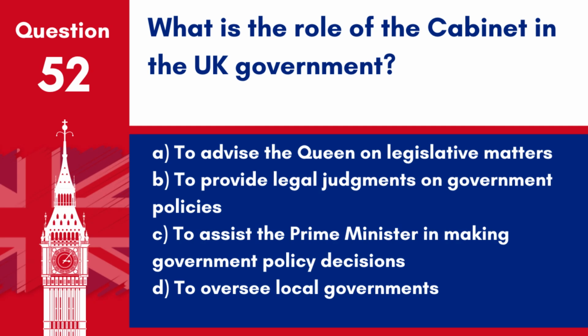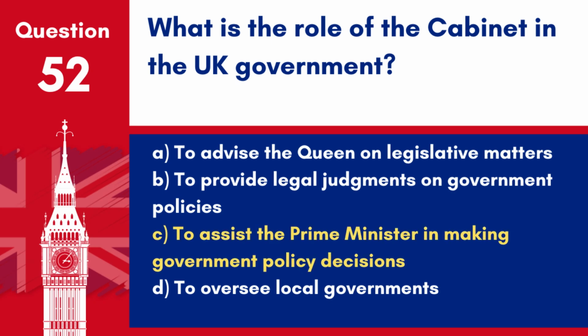Question 52. What is the role of the Cabinet in the UK government? A. To advise the Queen on legislative matters. B. To provide legal judgments on government policies. C. To assist the Prime Minister in making government policy decisions. D. To oversee local governments.